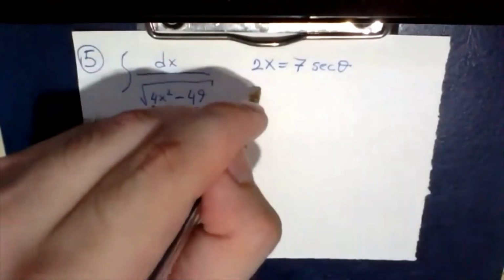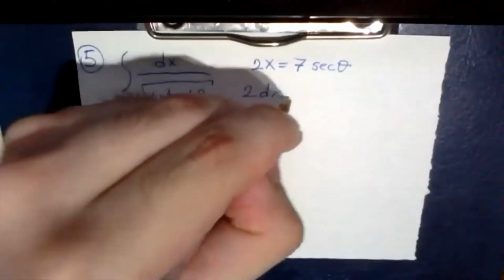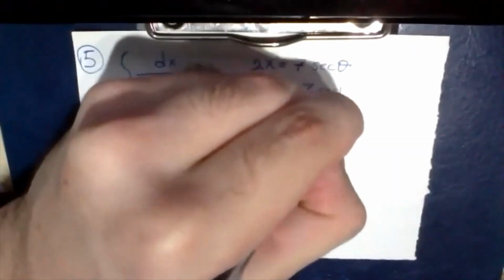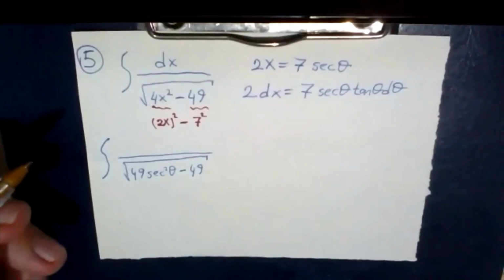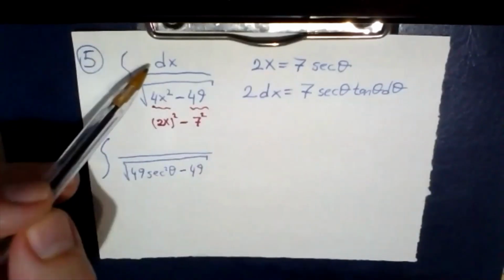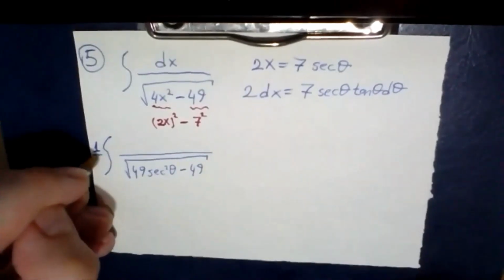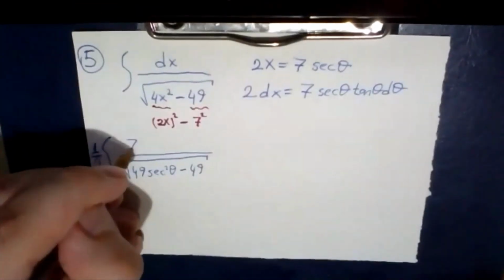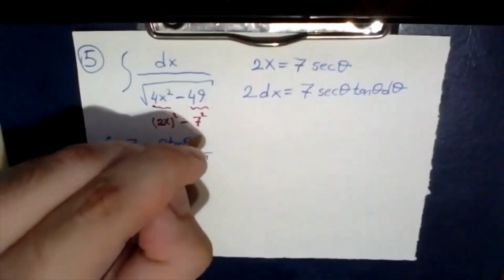So let's calculate dx. When we take the derivative of both sides, 2 times dx will be equal to 7 times secant theta times tangent theta, since the derivative of secant theta is secant theta times tangent theta. But we have dx, not 2dx. So we can multiply and divide by 2. So 1 over 2 times 2 dx, and 2 dx is equal to 7 times secant theta, tangent theta, d theta.